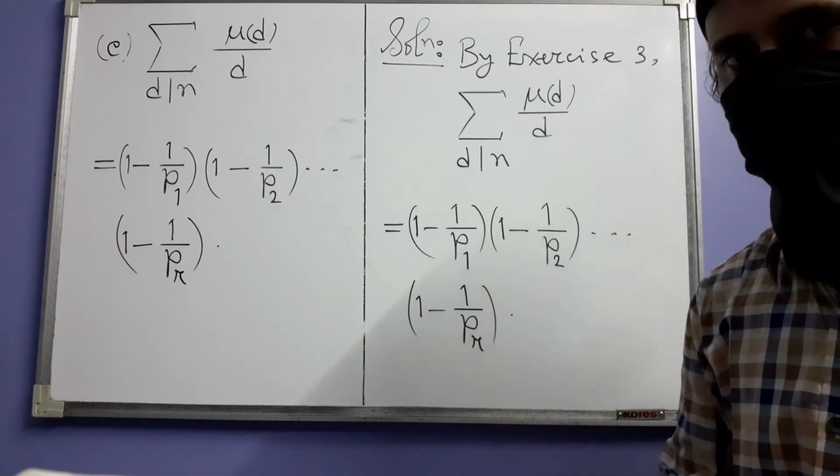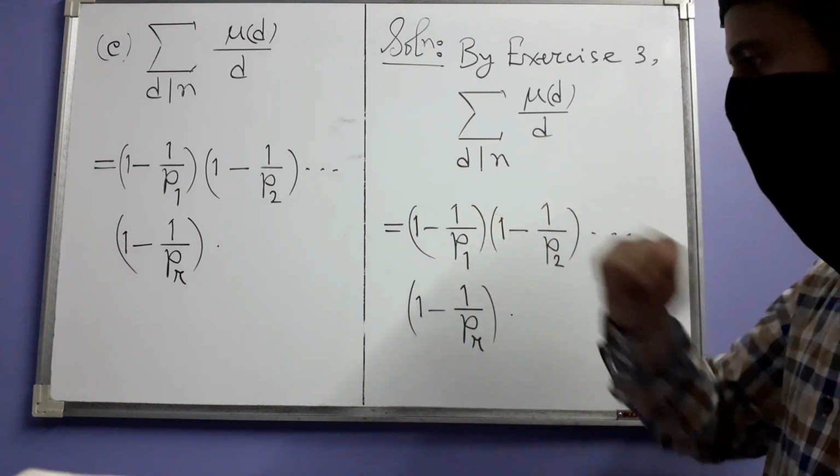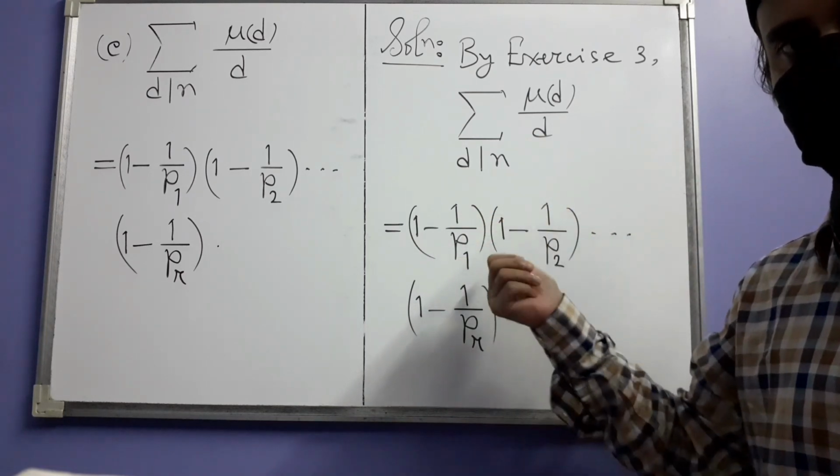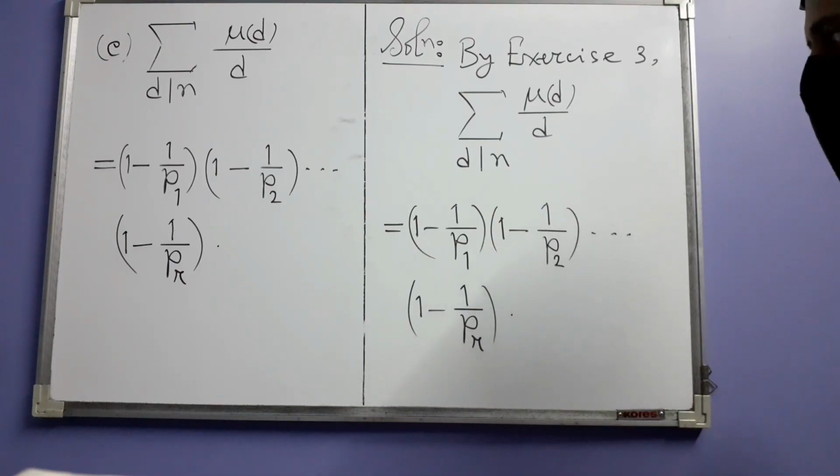What is f of p1? Since f is the reciprocal function, f of p1 is 1 divided by p1, f of p2 is 1 divided by p2, so that's why we are getting this, that's it.